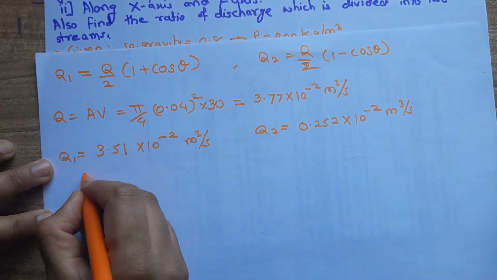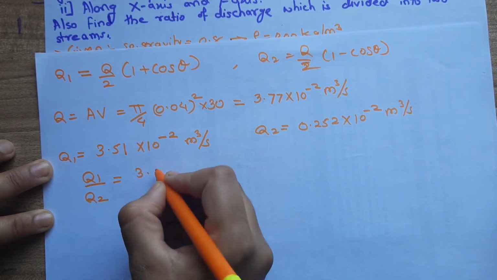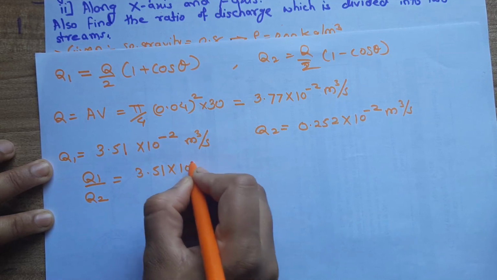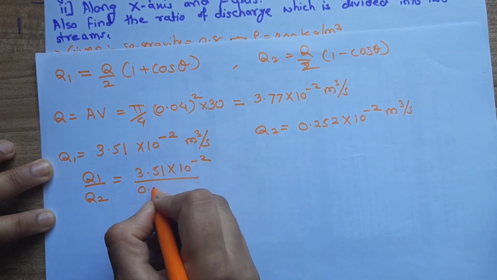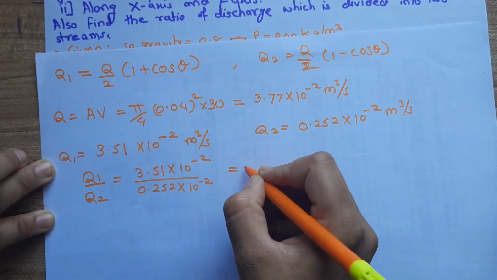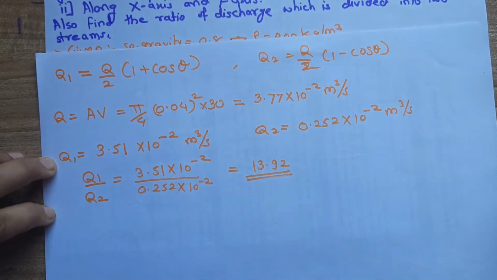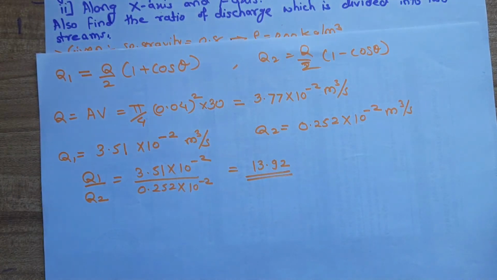Now simply take the ratio of Q1 by Q2. We will get the value as 13.92. So this will be the ratio of the discharge when it is divided into two streams.